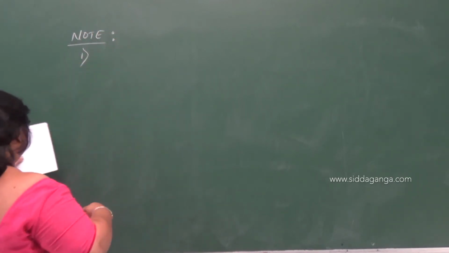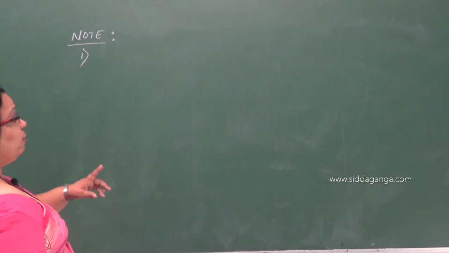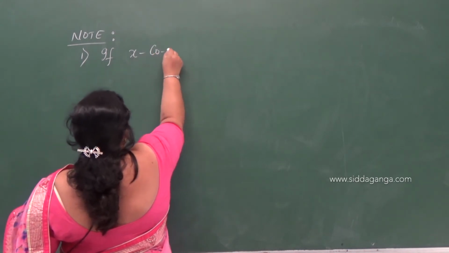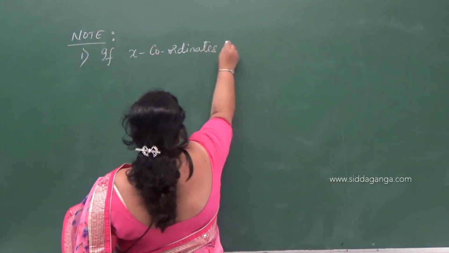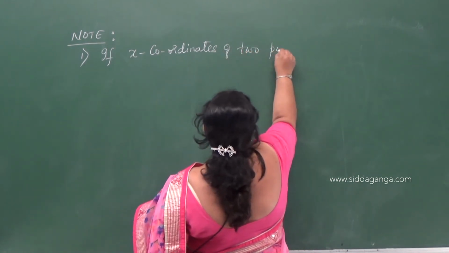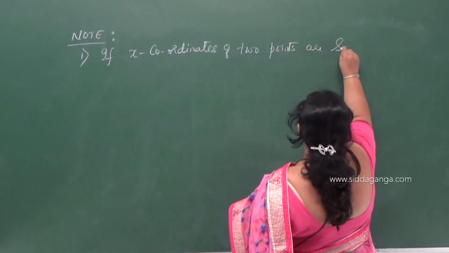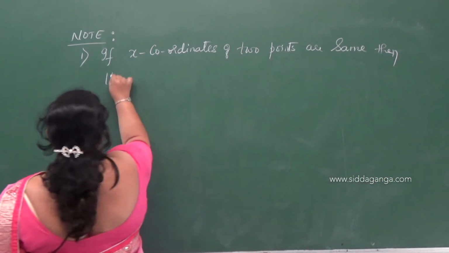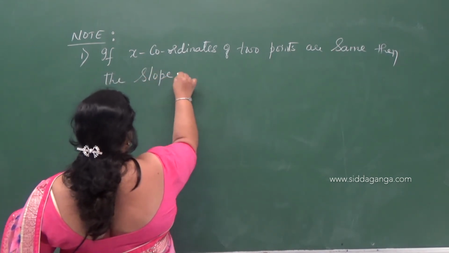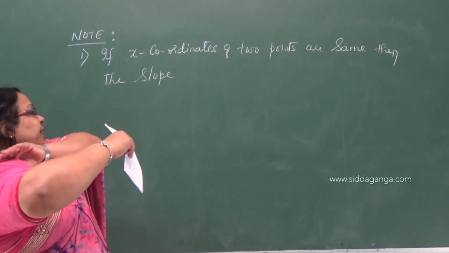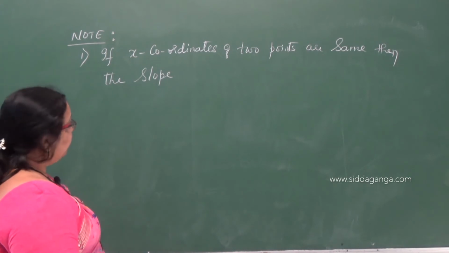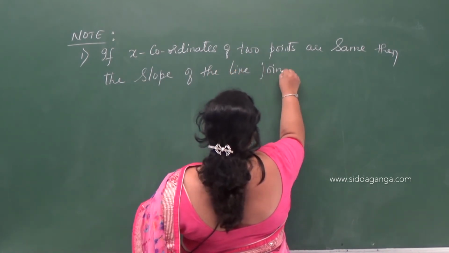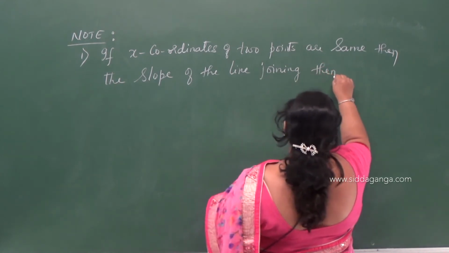Suppose you take it as a note. The first one: if the x coordinates of 2 points are same, then the slope of the line joining them is... Write down these points as I go on saying them.